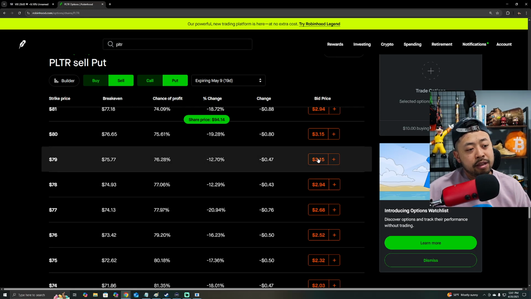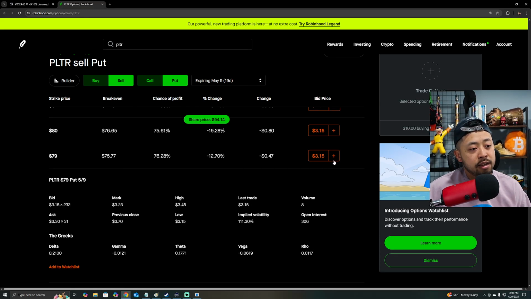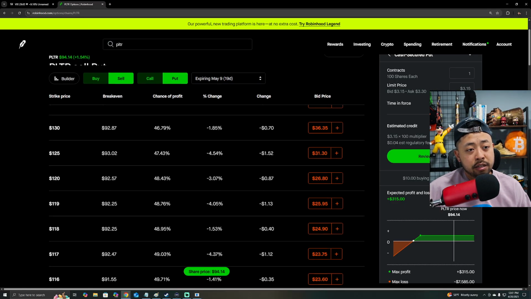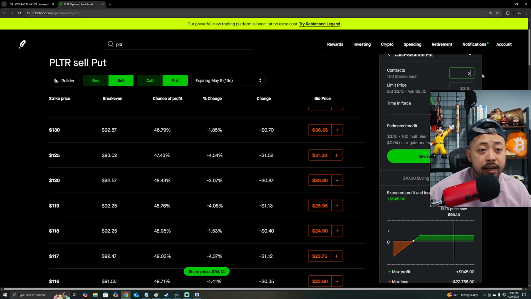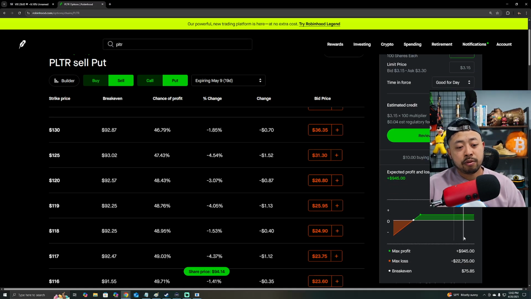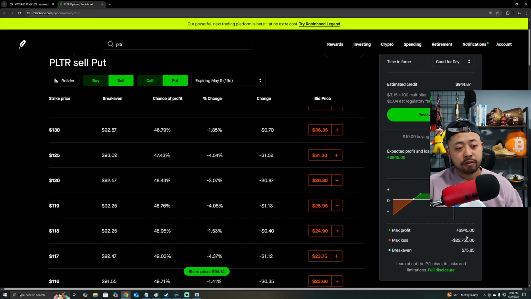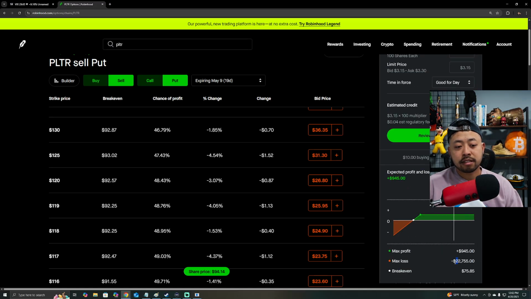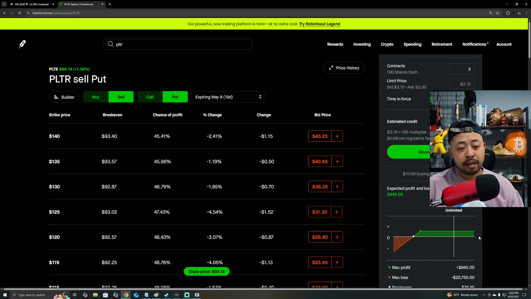And it's at 3, and we'd get paid $315 per contract. Say we do that, and we put this all right here, continue. How many contracts? If we have 25K, let's do 3. That means we would need around 23K, 24K. And never look at this max loss right here. That's not possible. The only way we could have a max loss is if Palantir goes to 0. But we'll get paid $944 for a 3-week play to do this.